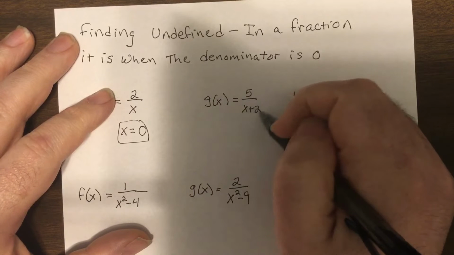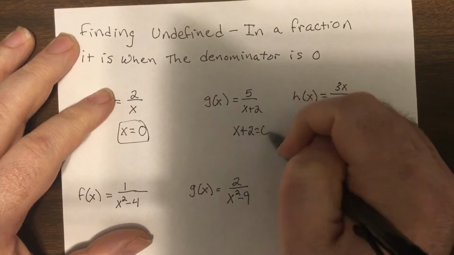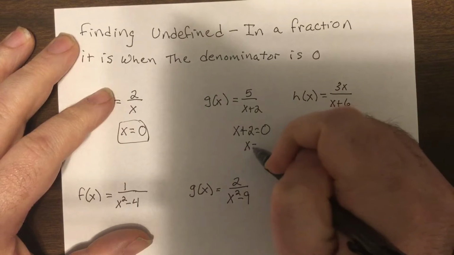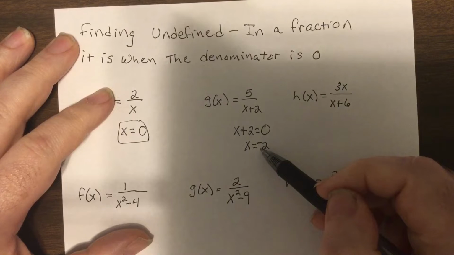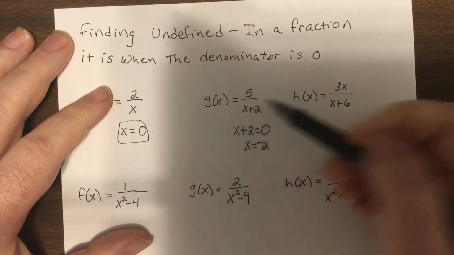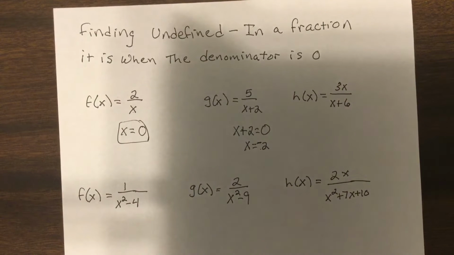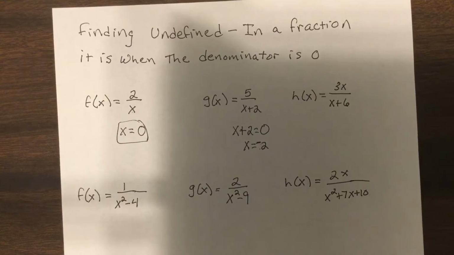So, when do I have 0 in the bottom? Well, set it equal to 0 and solve it. So I would subtract 2 from both sides, and it'd be negative 2. So when negative 2 is put in for x, I'd have a 0 in the denominator, meaning it would cause an undefined for the problem. Cannot do it. That's what undefined means.